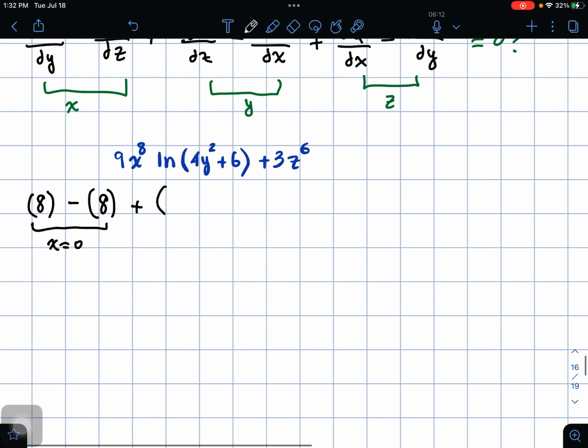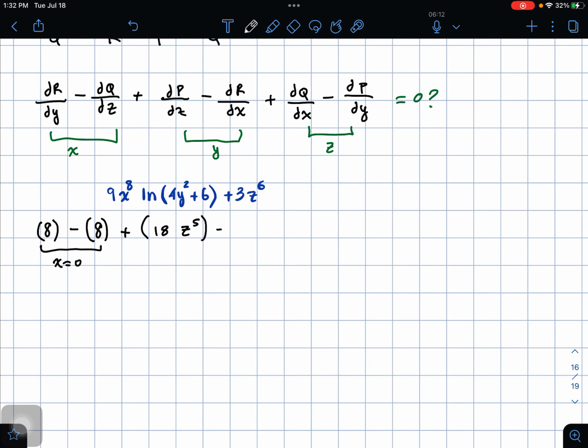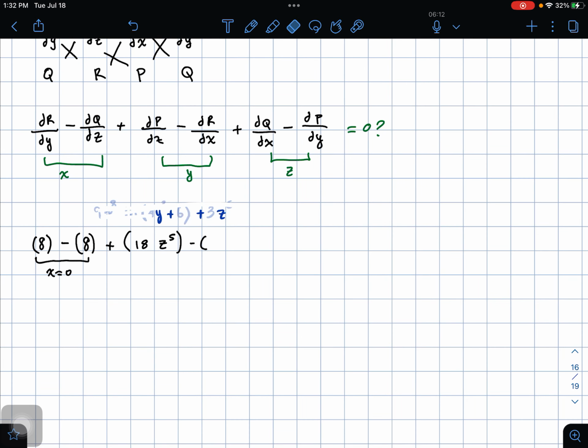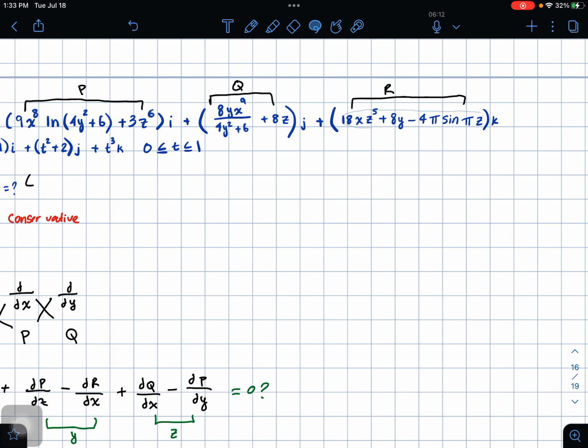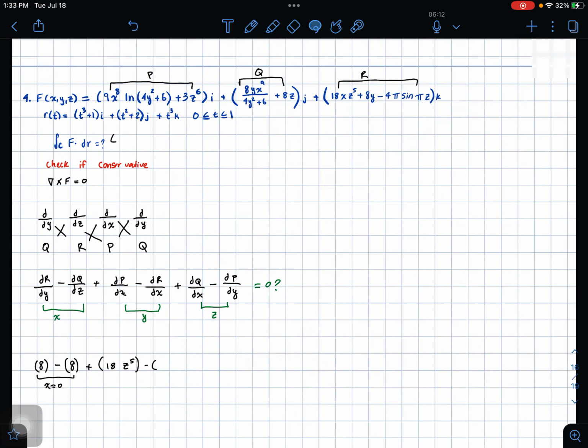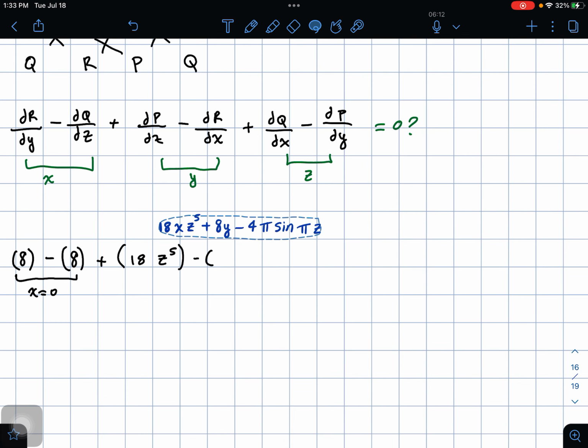Right? So this whole thing goes to 0 because there's no z in it. And this one, you do the power rule, and it becomes 18z to the 5, right? Okay. Then we have minus. So we just did this. Now we need to do this, which is dr dx. So we have to look at this thing right here, and we have to differentiate that with respect to x. Okay, so what would that be?